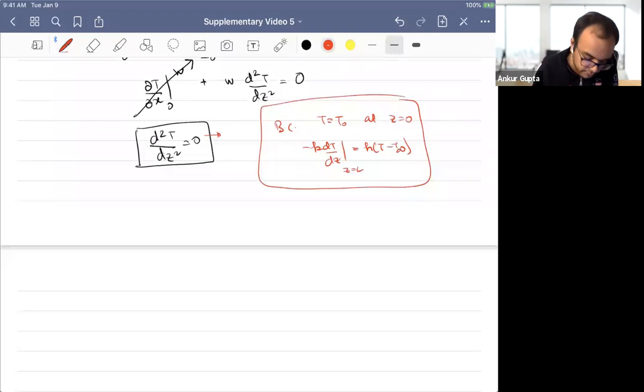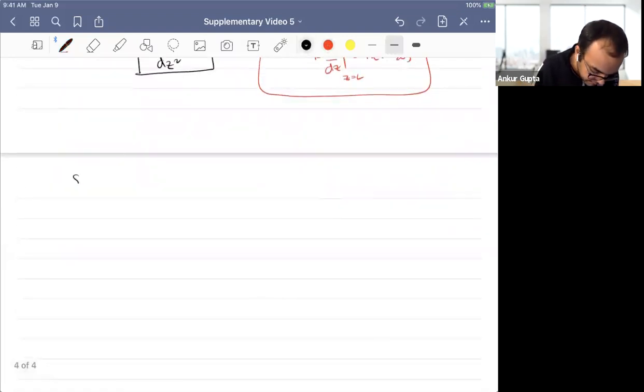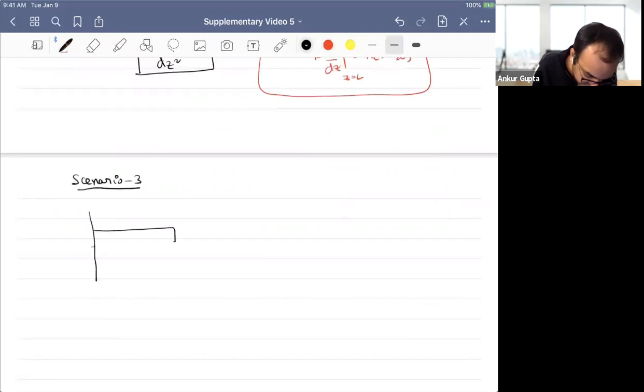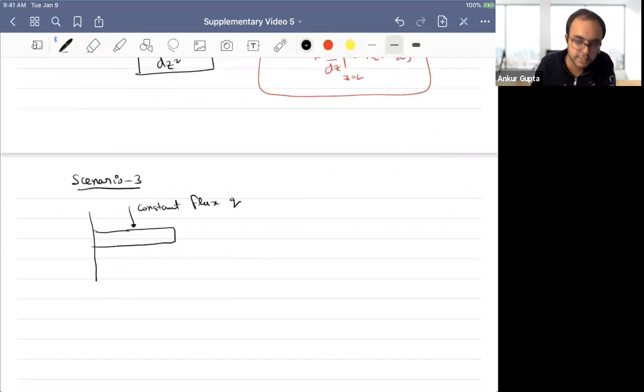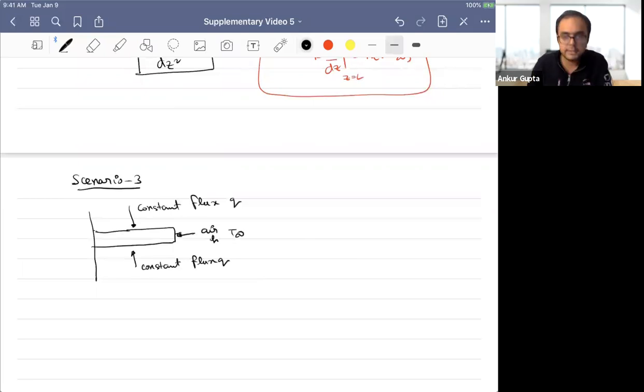Now let's do a third scenario, scenario 3, where we have the same problem again. But rather than insulation, we say constant flux Q on both sides. But this side is still exposed to air, h at T infinity. This side is still the same.